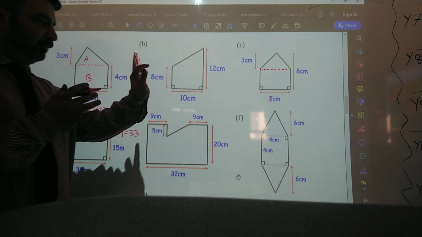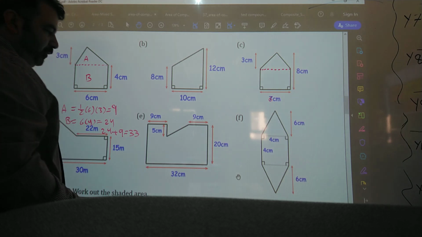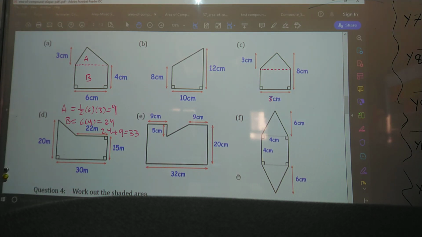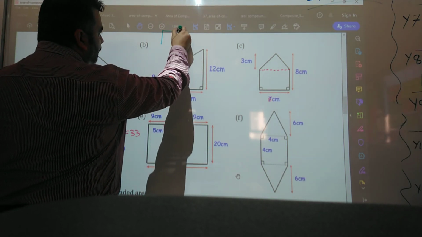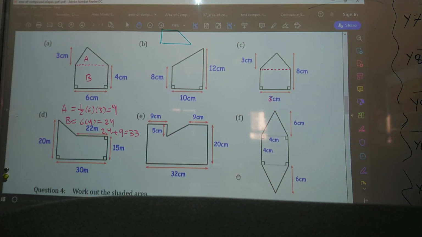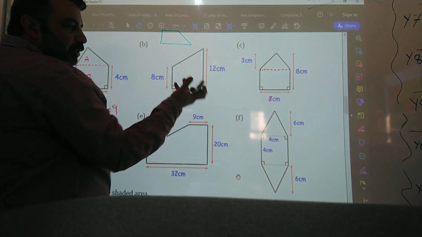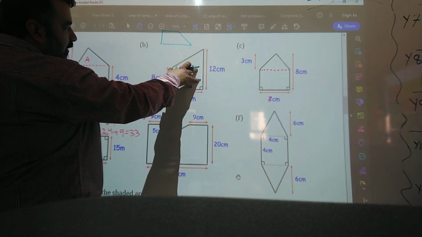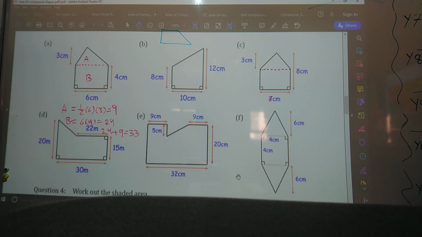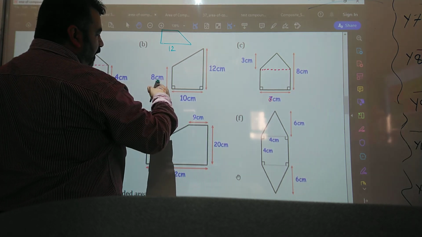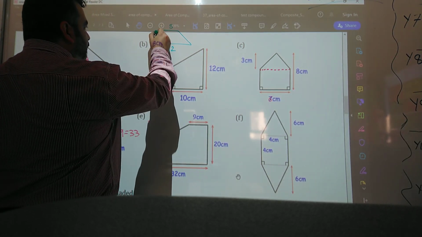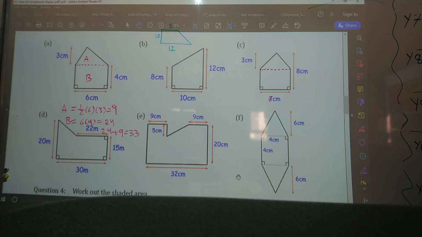Now, about this. Watch this. If you just turn your head, you have a head, right? So turn it. If I turn it, it will look like this. What kind of shape is this? If I rotate this shape like this, what kind of shape is this? It's a trapezium. So the lower base equals 12, the upper base equals 8, and the height equals 10.